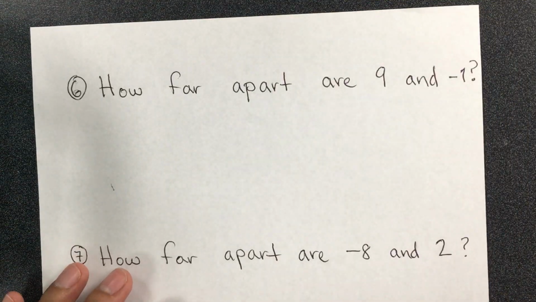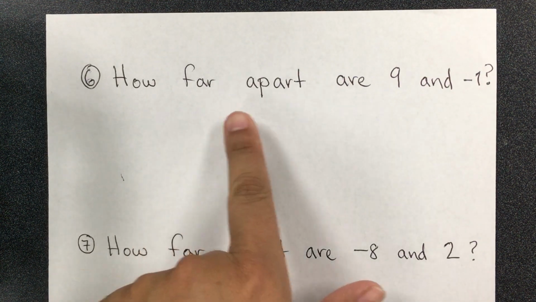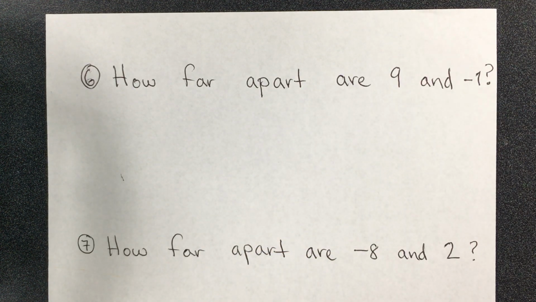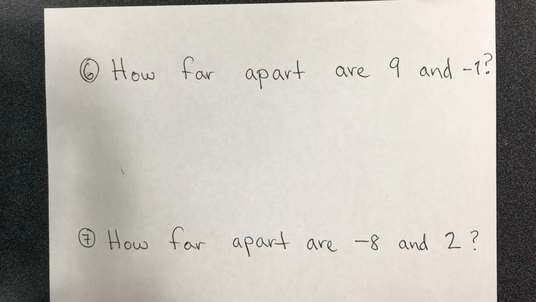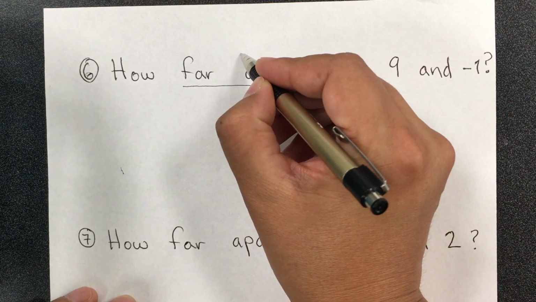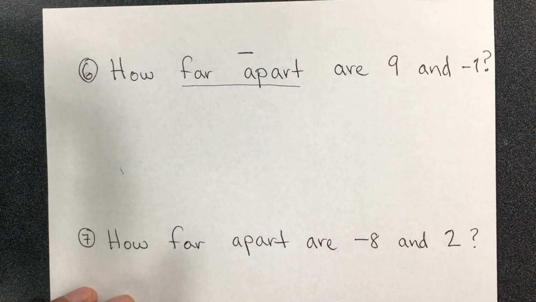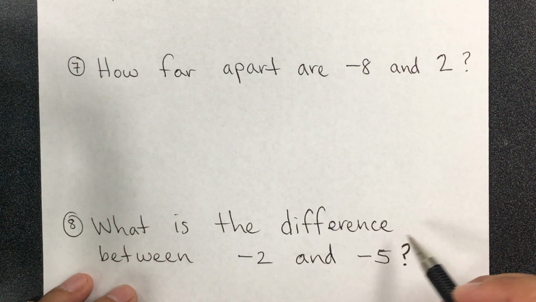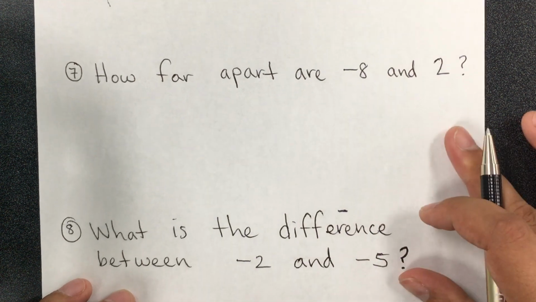Now let's look at some word problems and look at the vocabulary and understand what it means. It says, how far apart are 9 and -1? So this is similar to what we were doing with the door, and we might go back to that if there is time. But whenever you have vocabulary that says apart, it means that you're going to subtract, okay? Or there's one more in here that says difference. Difference also means to subtract.